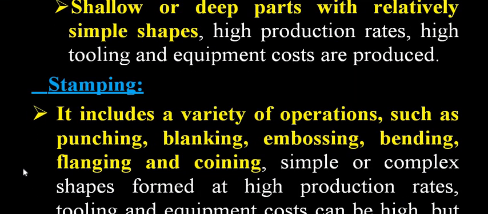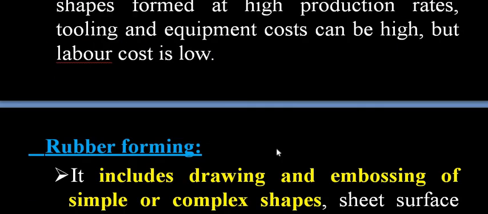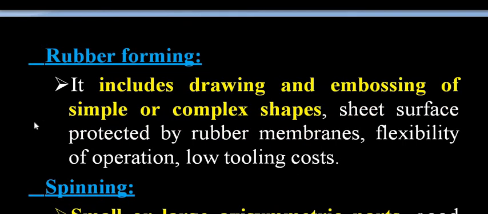Stamping includes a variety of operations such as punching, blanking, embossing, bending, flanging and coining. These are the very important things we will be seeing in this module, sheet metal forming. Simple or complex shapes are formed at high production rates; tooling and equipment costs can be high, but labor cost is low. Rubber forming includes drawing and embossing of simple or complex shapes, with the sheet surface protected by rubber membranes, flexibility of operation and low tooling cost.